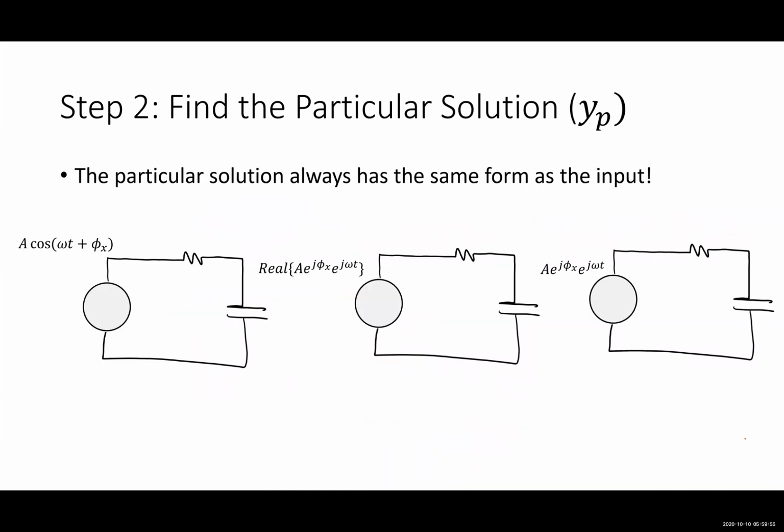All right, now time for the particular solution. As we said, the particular solution always has the same form as the input. In this case, x of t was equal to 4 cosine of omega t plus 45 degrees, and specifically the omega in this case is 10. So 10t plus 45 degrees. You can flip back in the notes to see that. So that means my input looks something like this.